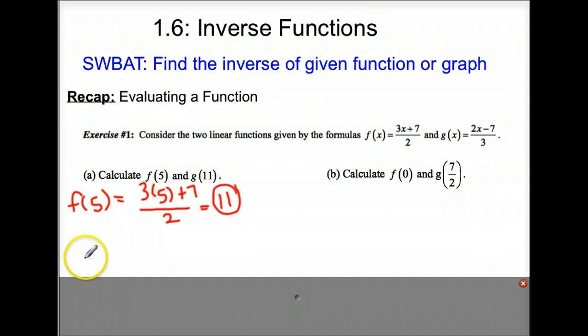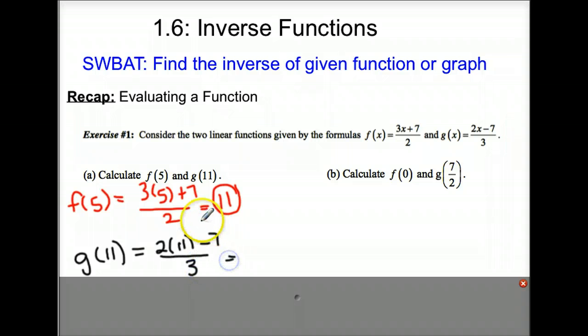It says also to find g of 11. Now remember, the letter tells me which function I'm using. g of x is this function right here, (2x minus 7) over 3. So this becomes (2 times 11 minus 7) over 3. 2 times 11 is 22. 22 take away 7 is 15, divided by 3 is going to give me 5.